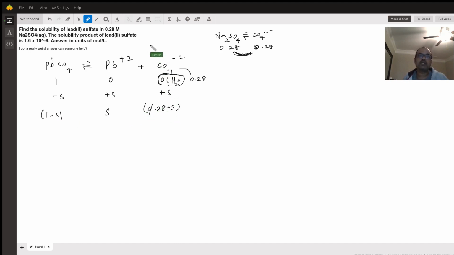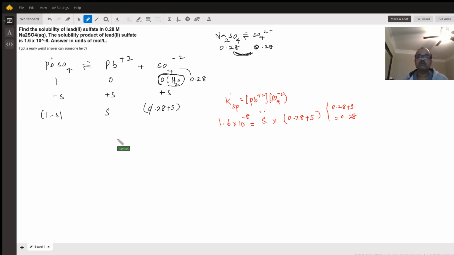The solubility product Ksp is equal to the concentration of Pb2+ ion times the concentration of sulfate ion. The Ksp value of lead(II) sulfate is given as 1.6 times 10 to the minus 8. Pb2+ is the molar solubility S moles per liter, times sulfate, which is 0.28 plus S. Since S is a negligible value, 0.28 plus S is always equal to 0.28.